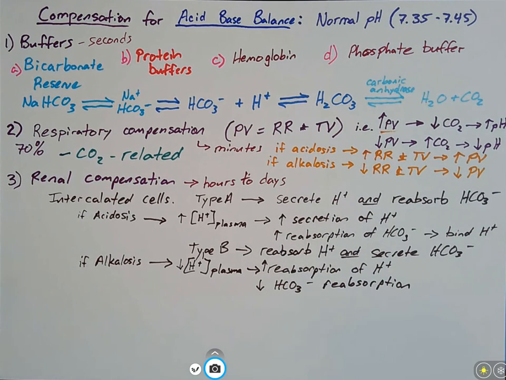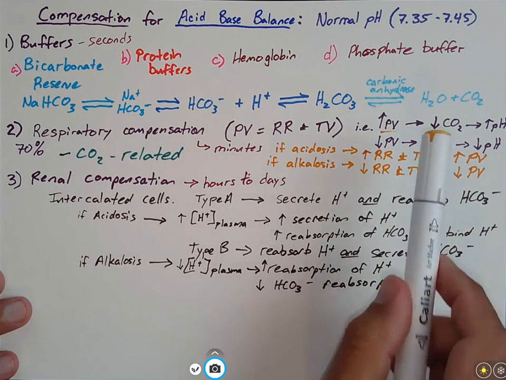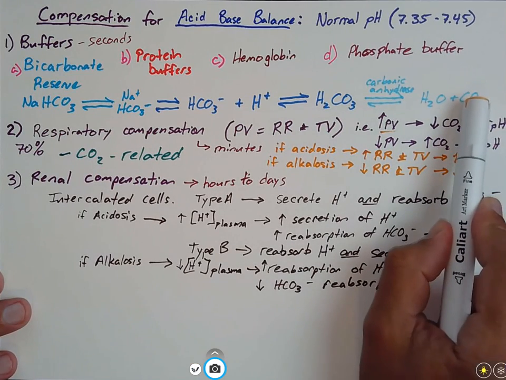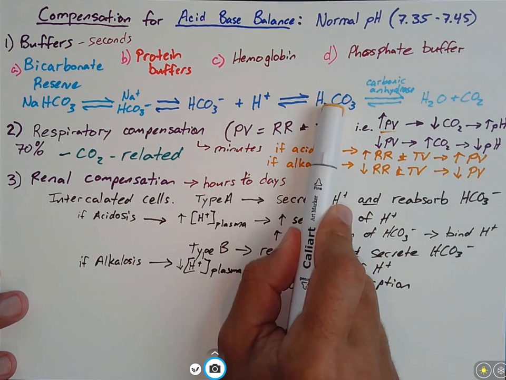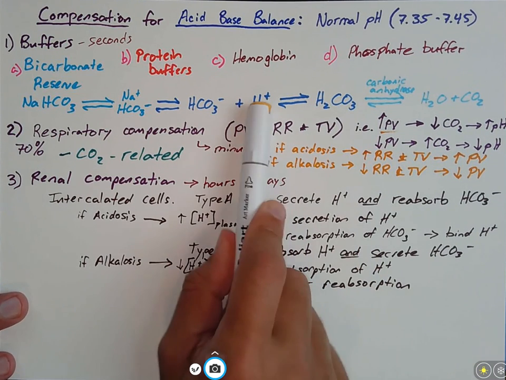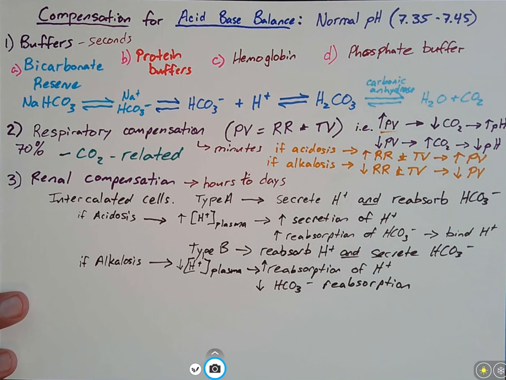And now we're starting to retain more carbon dioxide, trying to make more acid. Because remember, if we retain more carbon dioxide, then we make more carbonic acid. If we make more carbonic acid, there's more hydrogens released into that solution.